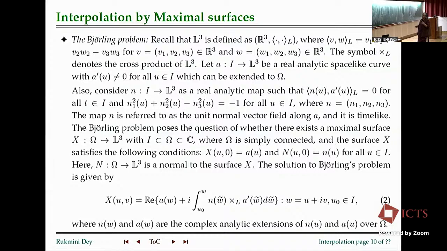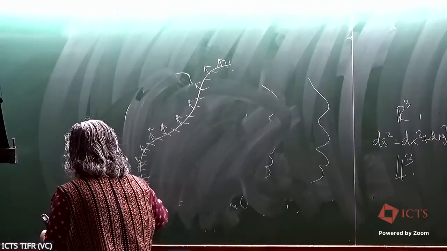We have a similar formula in the case of maximal surfaces. In minimal surfaces, this is a minus sign, and in maximal it is a plus. Let me just read it quickly. So L3, and A is a real analytic space-like curve with A prime not equal to 0, and it can be extended to a little domain. So the domain is like this. I is the curve, and there's a small little domain omega.